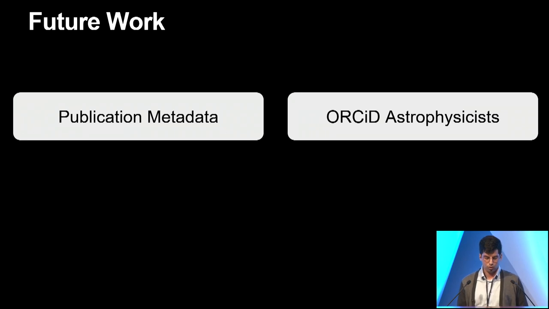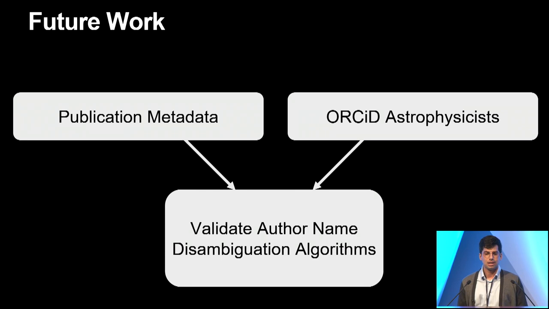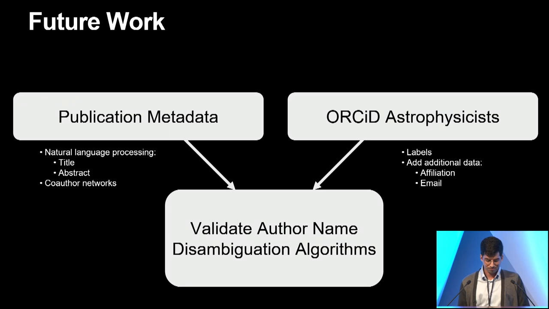And so for our future work, we are continuing to leverage the publication metadata and the true labels from the ORCiD validation set to validate more modern and computational author name disambiguation algorithms, such as using natural language processing on the titles or the abstracts.